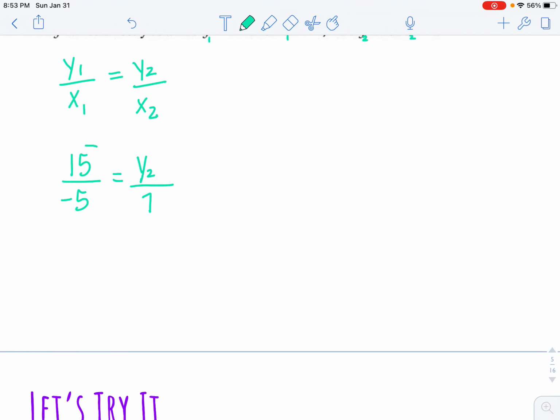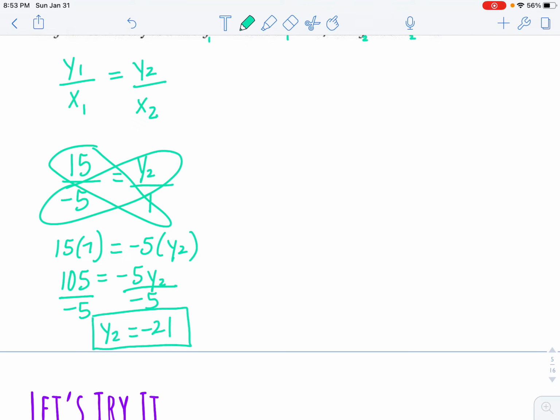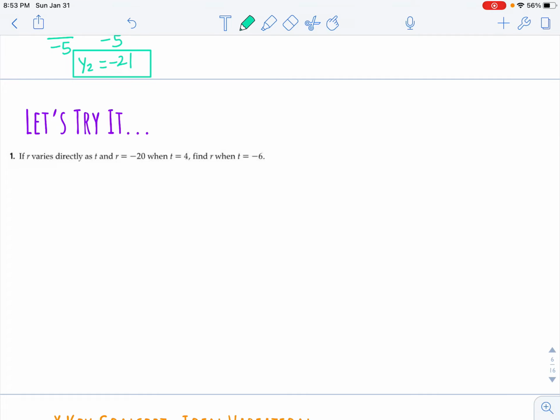At this point, you want to cross multiply. So you would get 15 times 7 equals -5 times y2. So you would get 105 equals -5 y2. Divide by -5, and you get y2 equals -21. And that is your answer. Now I'd like you to try number 1 on your own, please.